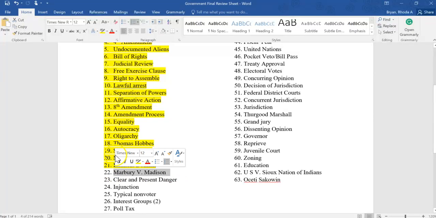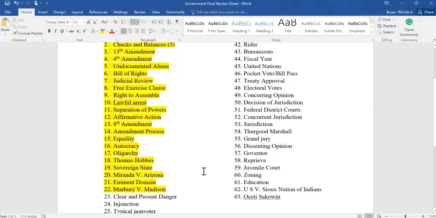Marbury versus Madison is the landmark Supreme Court case that established the concept of judicial review.